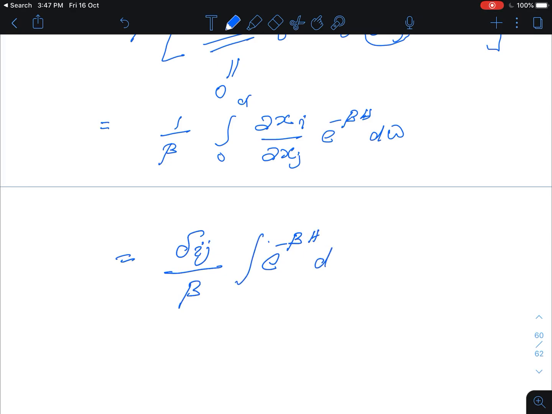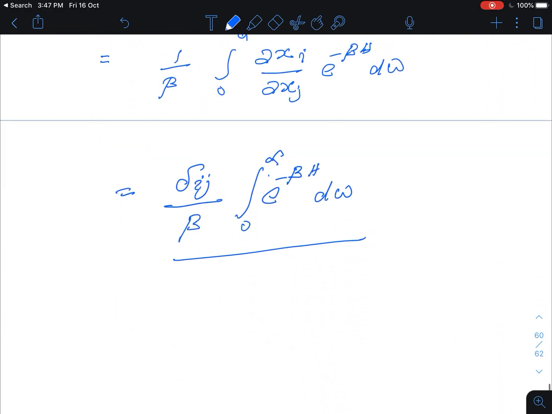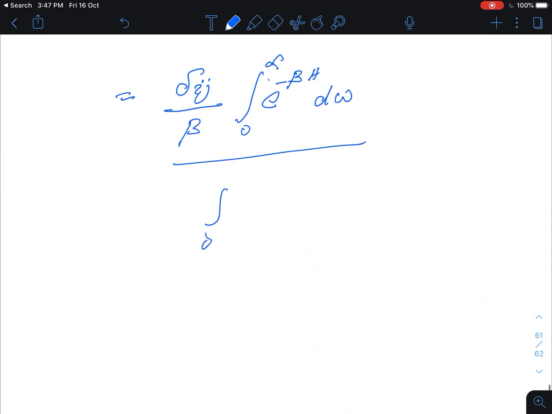Okay, let's put the integral, 0 to infinity. Now let us add the denominator also. We have the denominator that simply is 0 to infinity e raised to minus beta h d omega. So this is simply kt delta ij. Good. Kt delta ij.